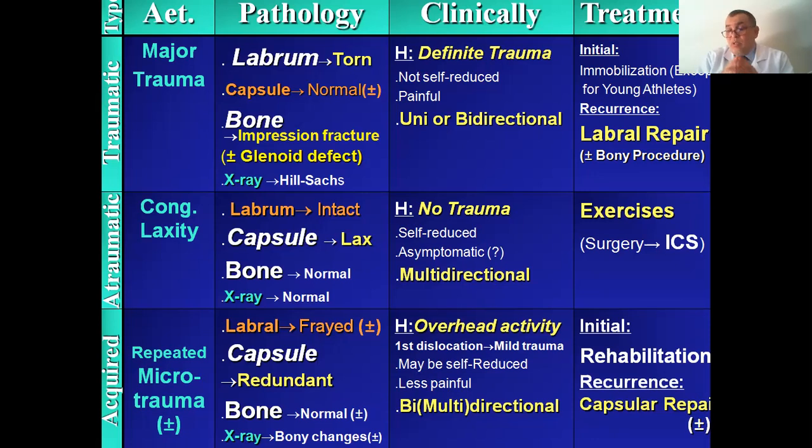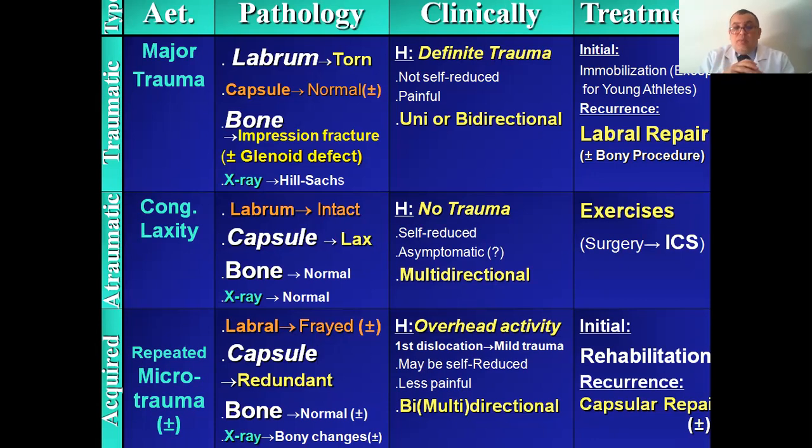This is an exception, in which most of us prefer to perform a Bankart repair very early on during the first dislocation. But all of us agree that if there is a recurrence of anteroinferior instability, a labral repair is needed, plus or minus a bony procedure if there's a bony defect as well.